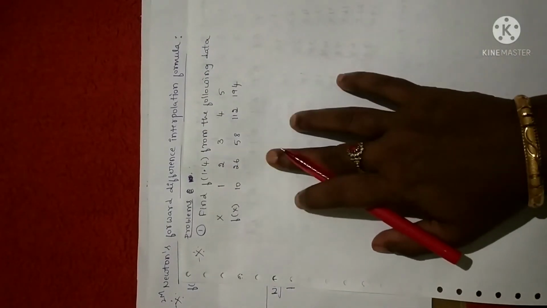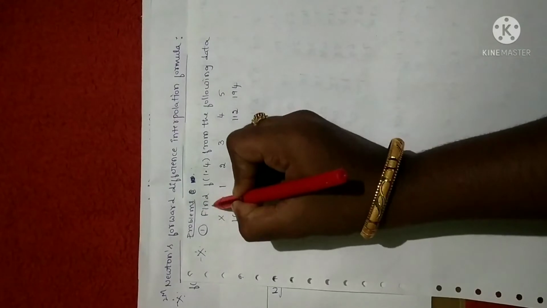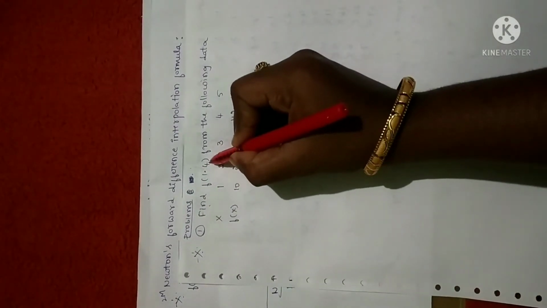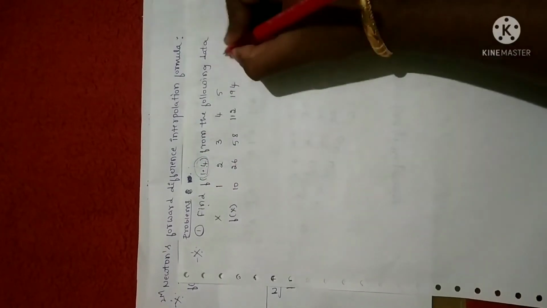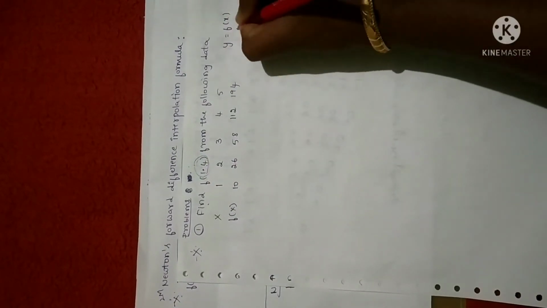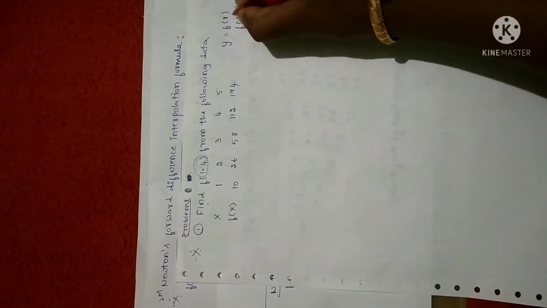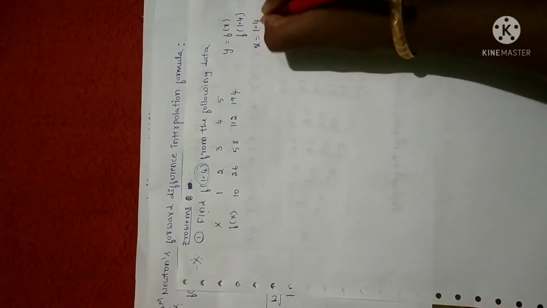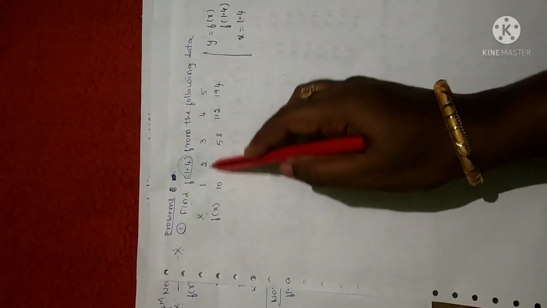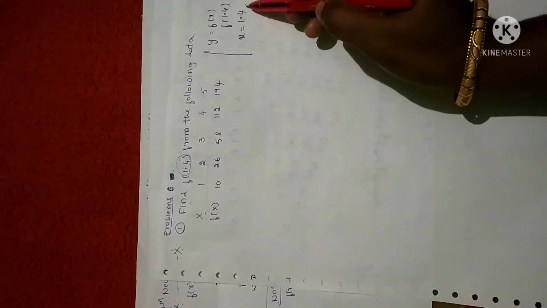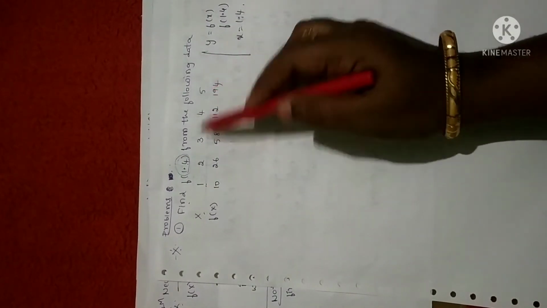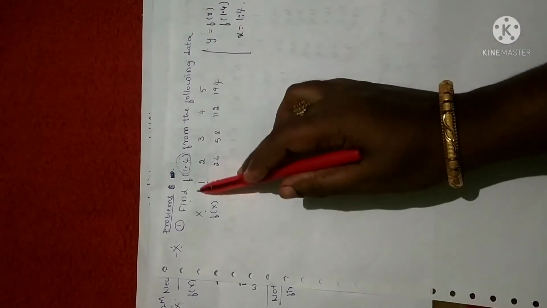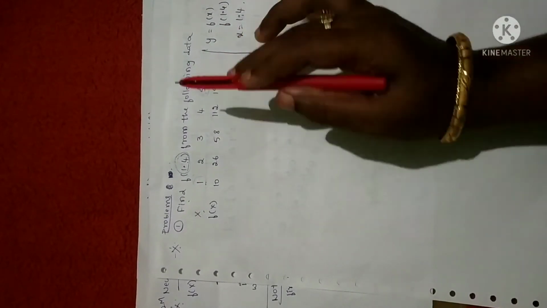So this is the first problem based on that. See, in this problem we have to find f of 1.4. So the value of f of x, y is equal to f of x is the standard form. So f of 1.4, here the value of x is 1.4. Now look at the given data of x. We have to check whether 1.4 is nearer to 1 or nearer to 5. We have to check in that sense.